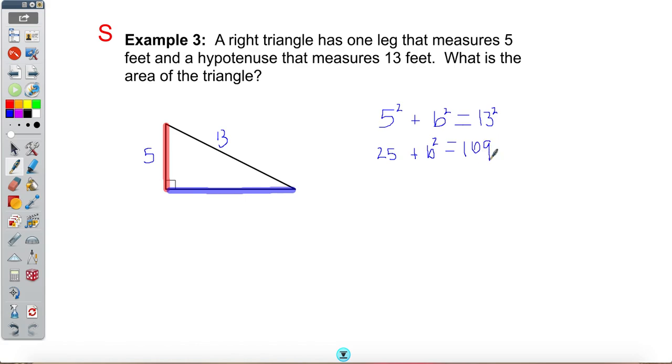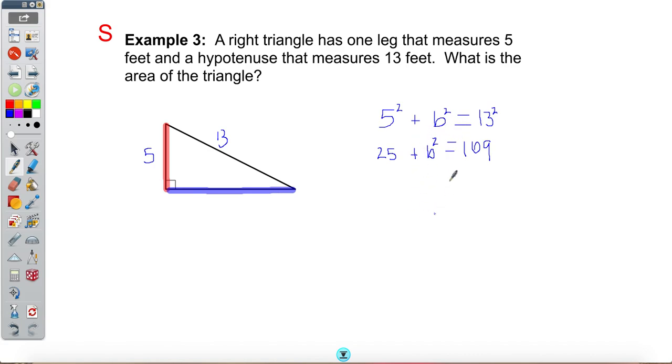All right, hopefully through this part so far you are at the same point as we are right now. 25 plus b squared equals 169. If you're not, go ahead and pause it, change it to this, and see if you can come up with the correct answer.